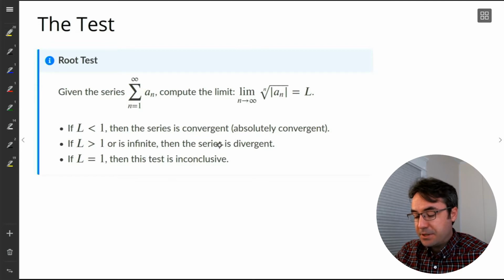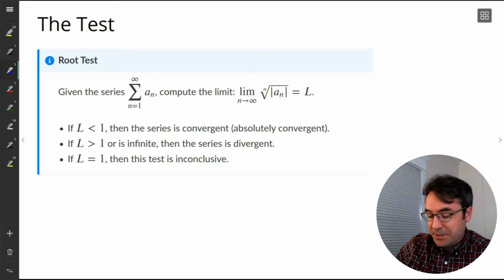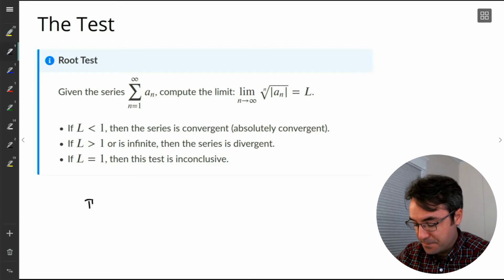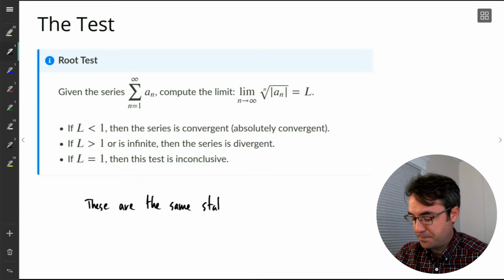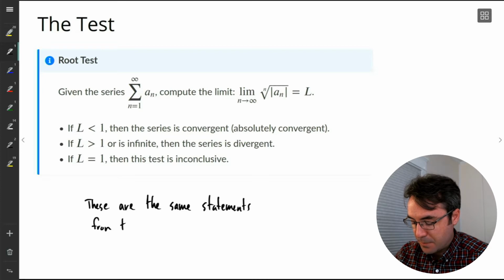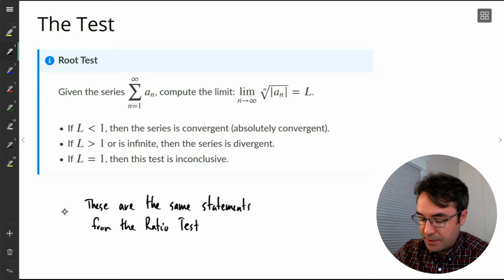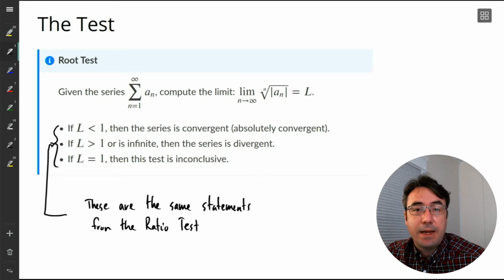So these three statements here are very similar. Well, they're exactly the same as what we saw with the ratio test. So just to make a little note of that here. These are the same three statements. So, kind of one less thing to memorize here, because if you have it memorized for the ratio test, well, it's the same three statements regarding that limit L.